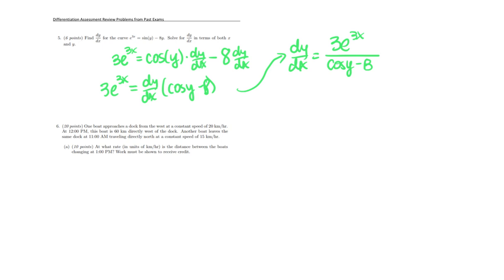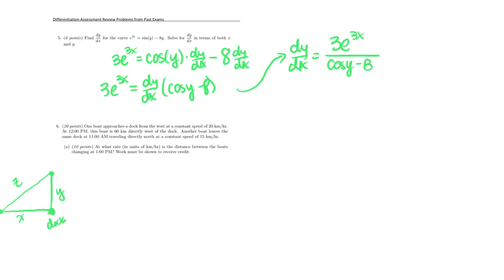So what I want to do is draw my dock, and then one boat is approaching the dock from the west, so I have a boat here that's going this way towards the dock. And then I have another boat that's leaving the dock traveling north, so this is the second boat. The unknown distances are x and y, and then I have this other distance z, which is the distance between the two boats.